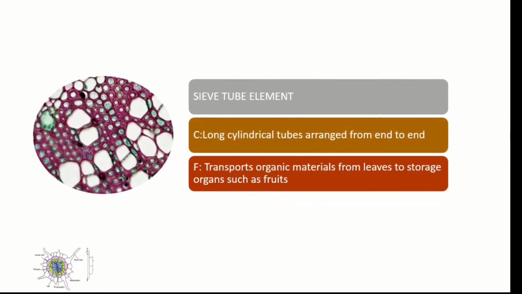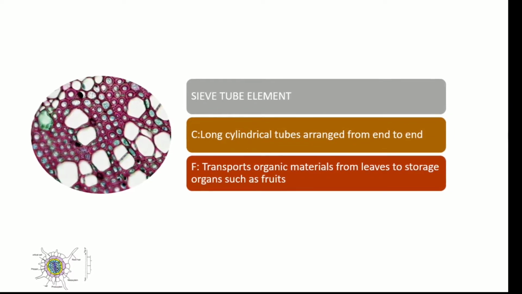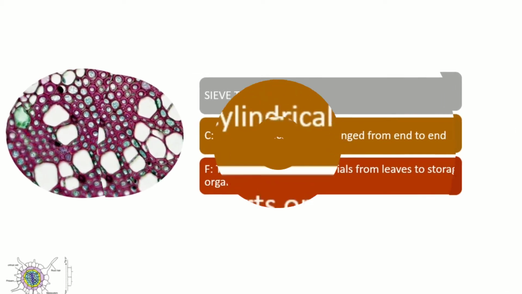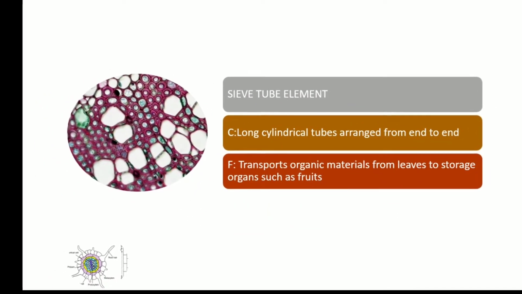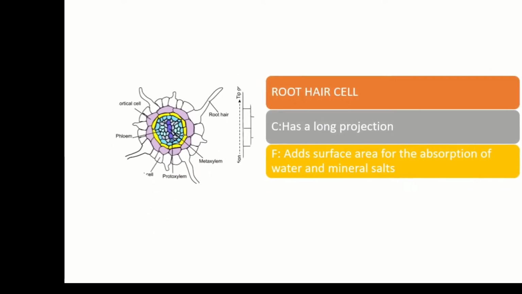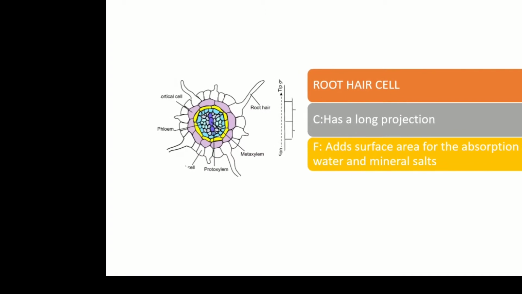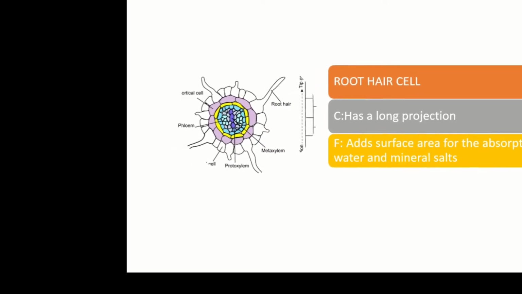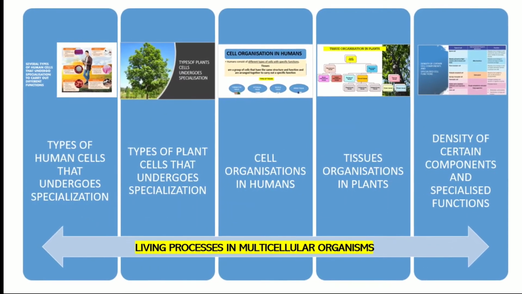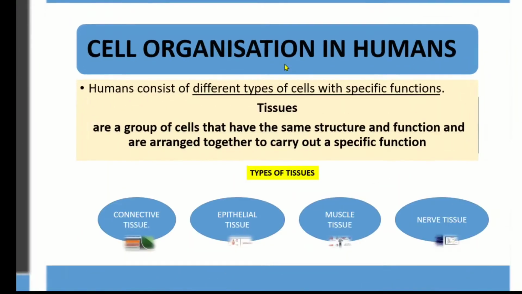Sieve tube element consists of long cylindrical tubes arranged from end to end. The function is to transport organic material from the leaf to the storage organ such as roots. Root hair cell has a long projection, and the function is to add surface area for the absorption of water and mineral salt.